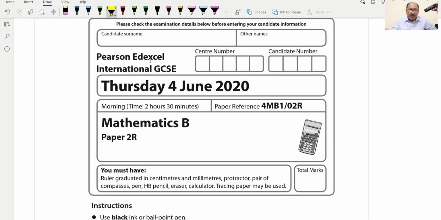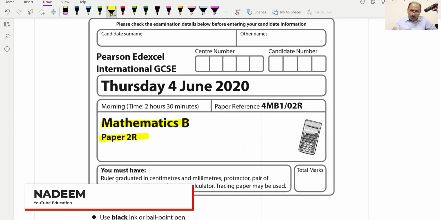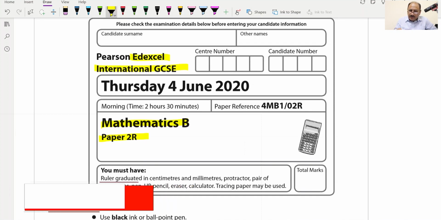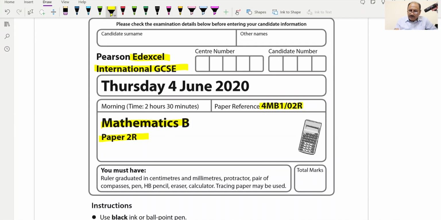Hello everyone. Today we'll be going through Mathematics B Paper 2 of Edexcel International GCSE 4MB1/02 of 4th June 2020.